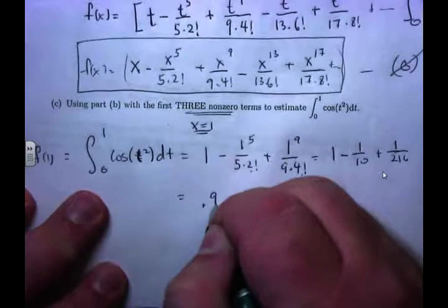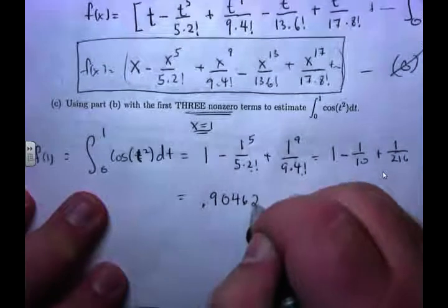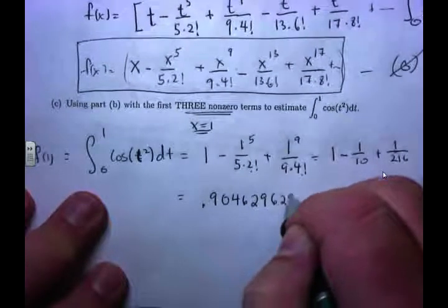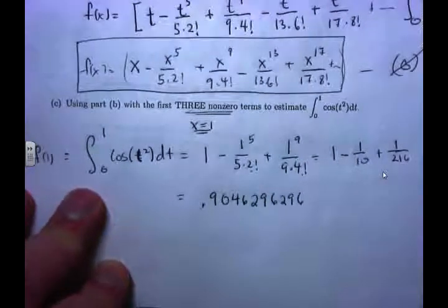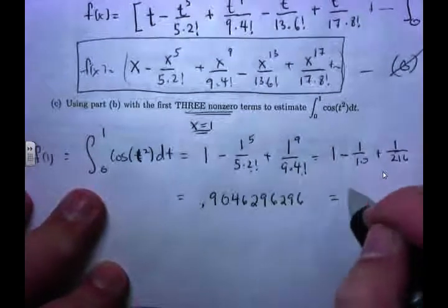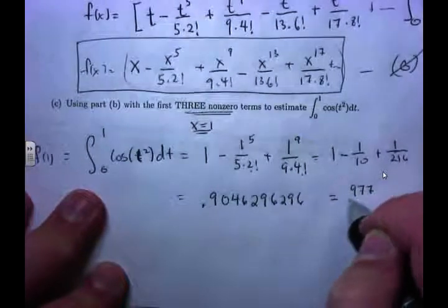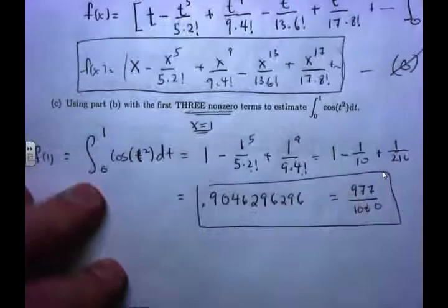And I get 0.9046296296. And for those people who just love math fractions, or they happen to have a TI-89 and can't figure out where the approximate button's located at, that's 977 over 1080. We would have accepted either one of those answers.